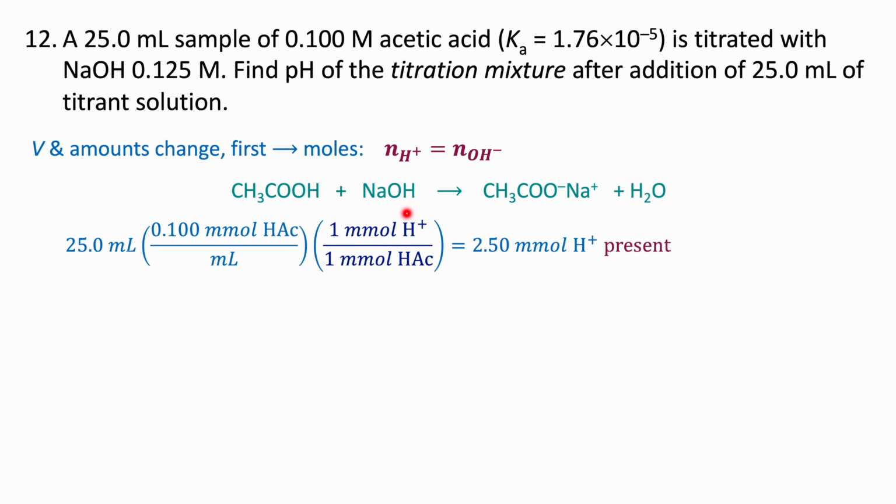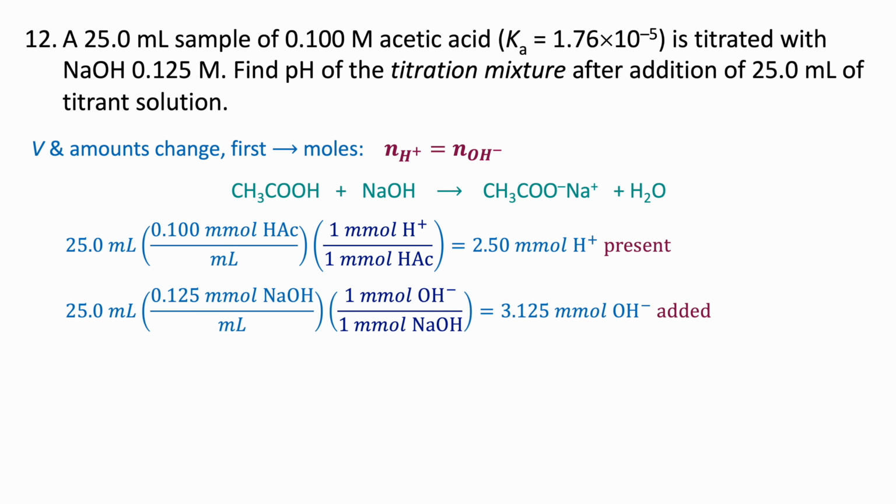I'm going to do something similar for my base. Concentration times volume gives the amounts of sodium hydroxide, then the units of hydroxide ions per unit of sodium hydroxide. I end up with the amounts, in millimoles, of hydroxide ions.